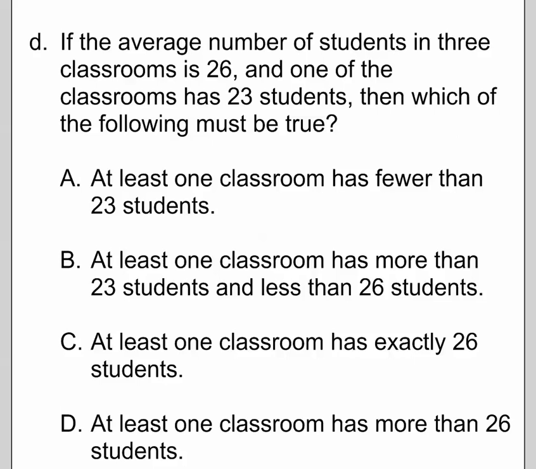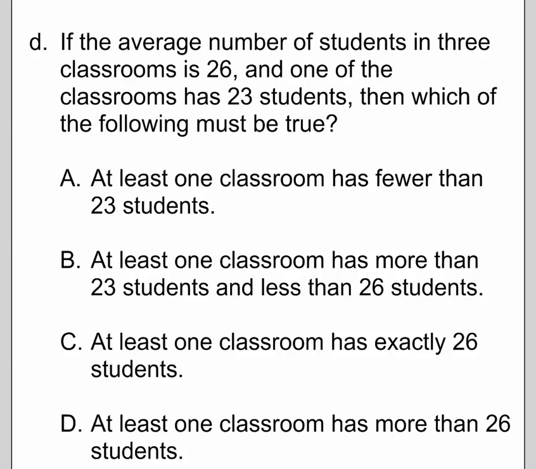If the average number of students in 3 classrooms is 26, and one of the classrooms has 23 students, then which of the following must be true? Okay, so we're talking about measures of central tendency now, okay? The average number is 26, that means 26 is the middle. Okay, so if we have a number under 26, like 23, then at least one of our other numbers has got to be above 26, the measure of central tendency.